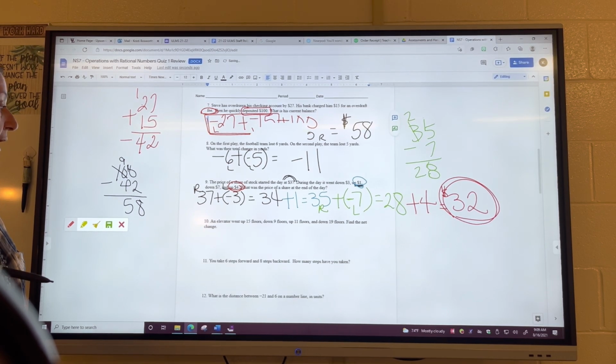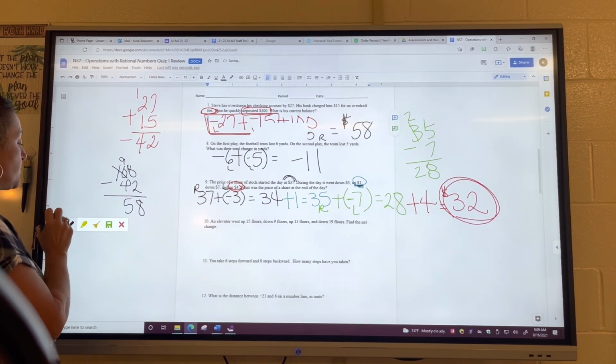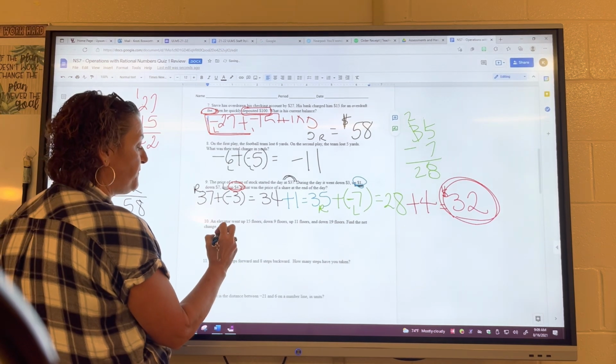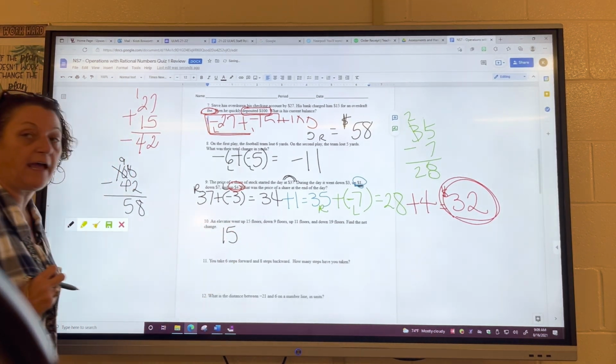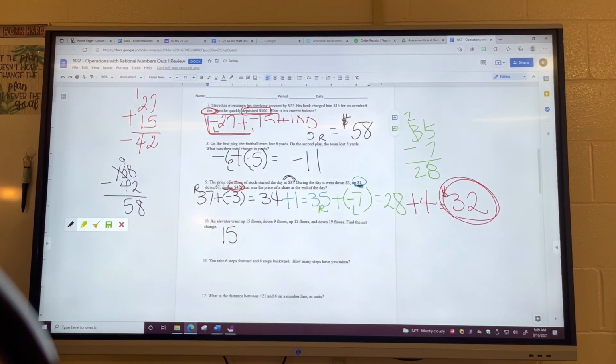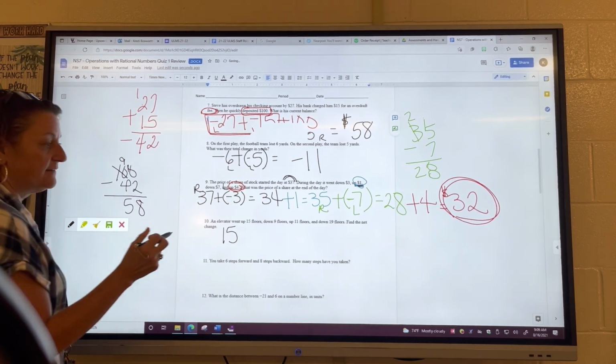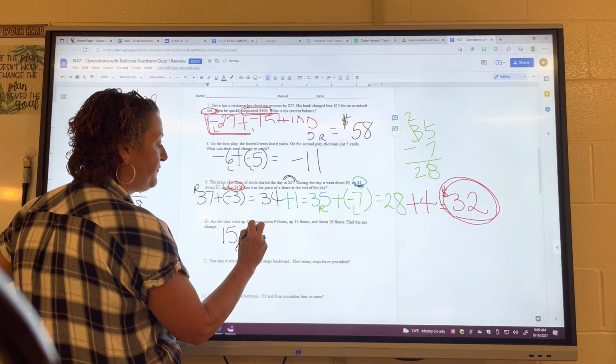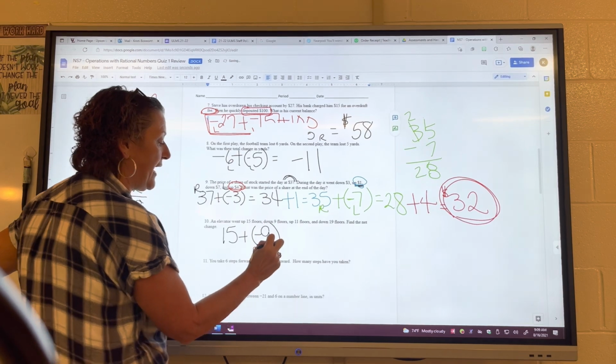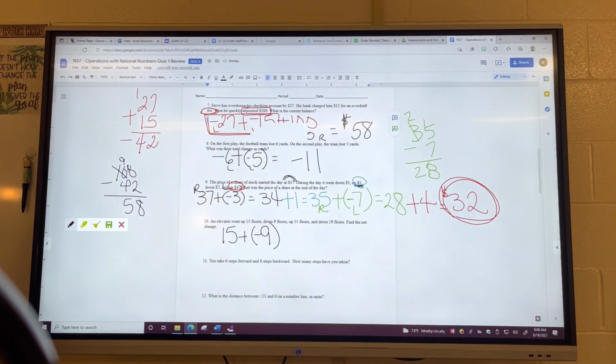I'll show you. All right, an elevator went up 15 floors. So we're going to start. It went up 15. That's a positive 15, right? Is everybody with me? And down 9 floors. So now we went down 9. So 15 plus a negative 9, right?